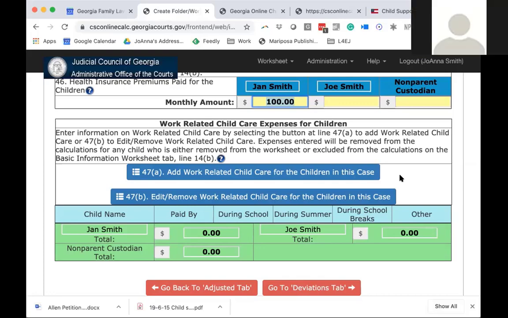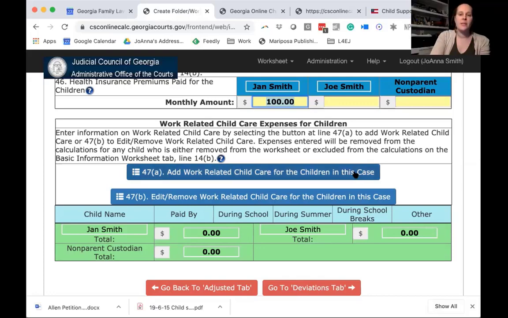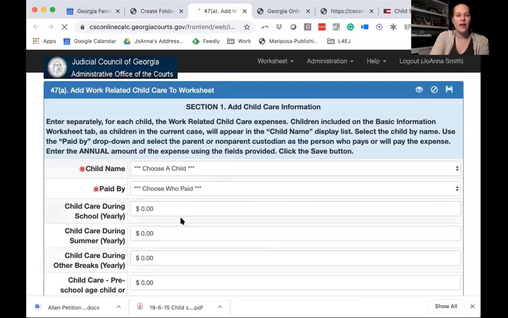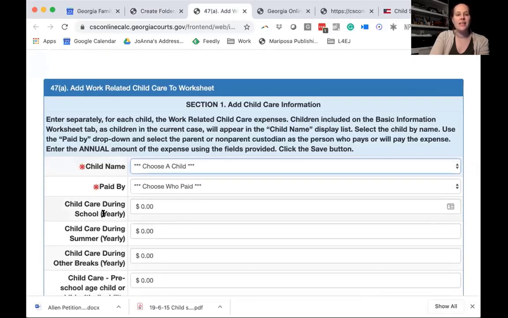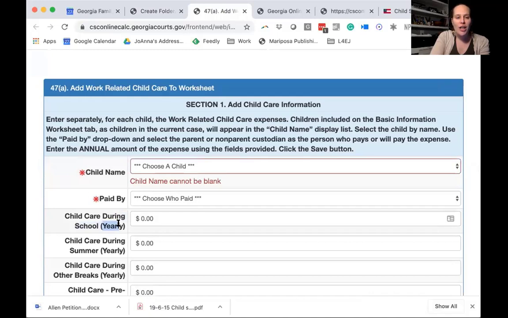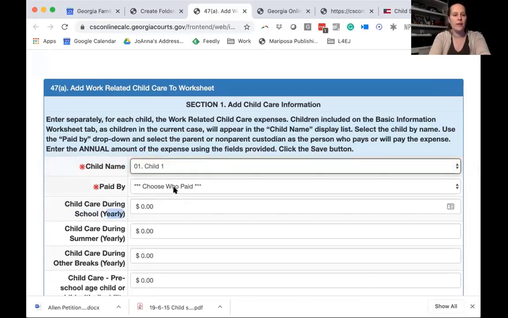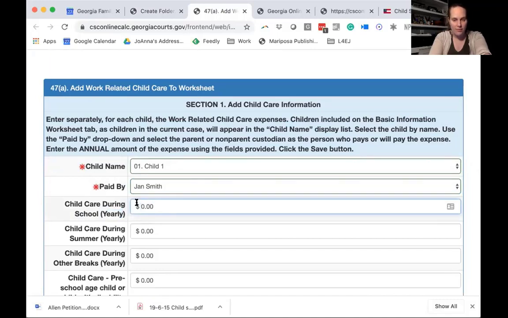Yeah. Okay. One thing to be aware of when you add this childcare is that this is a yearly number. If I choose child 1, this is not per month, this is not per week. You have to actually figure out what it is annually. So if it's $100 a week times 52 weeks, this is what it would be annually.